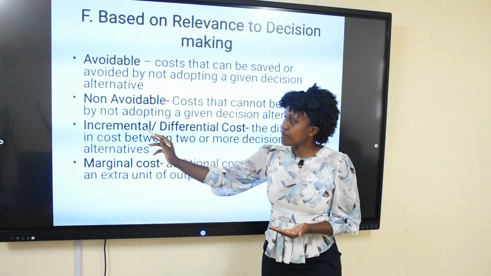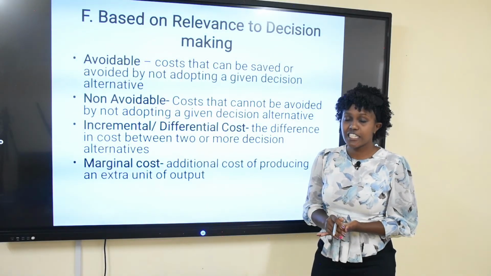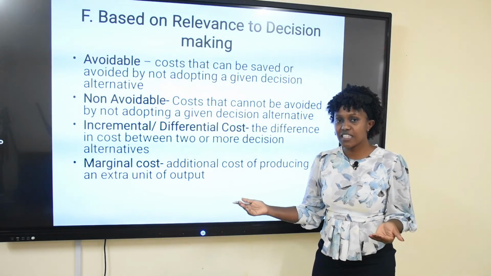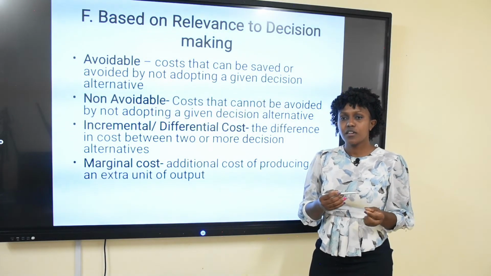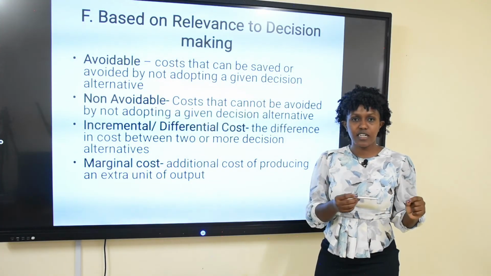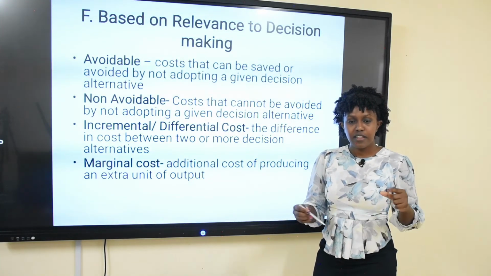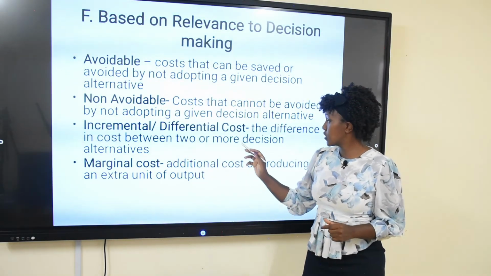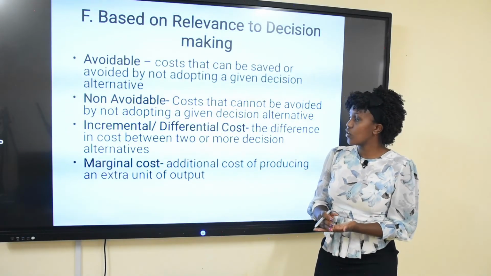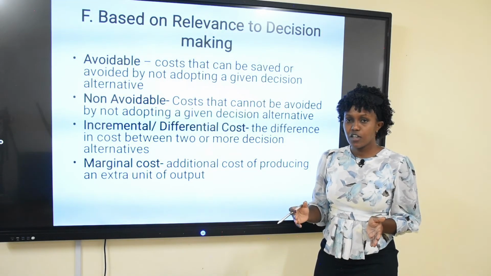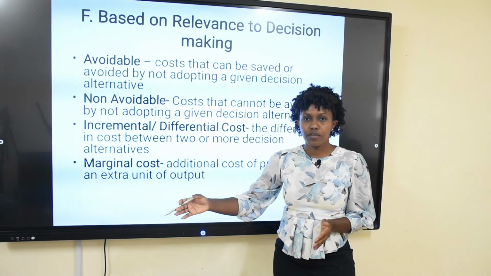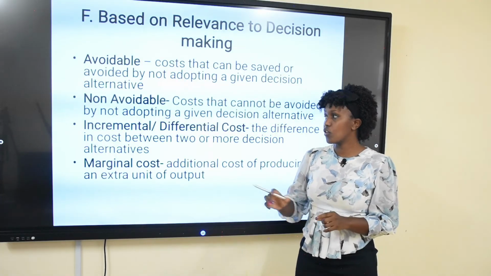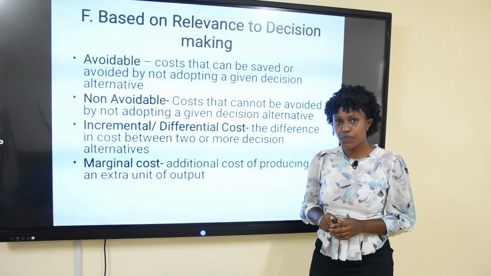The next one is incremental or differential costs. So I've kept on mentioning that you have two alternatives or three alternatives. The cost difference between the alternatives, that is alternative A and B, the cost difference between the two alternatives is what we call differential cost. So it is a difference in cost between two or more decisions. So the decision A is worth this much, decision B is worth this much. The difference between them is what we are calling the differential cost.